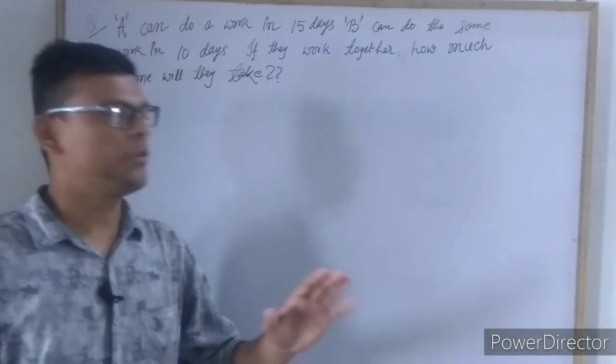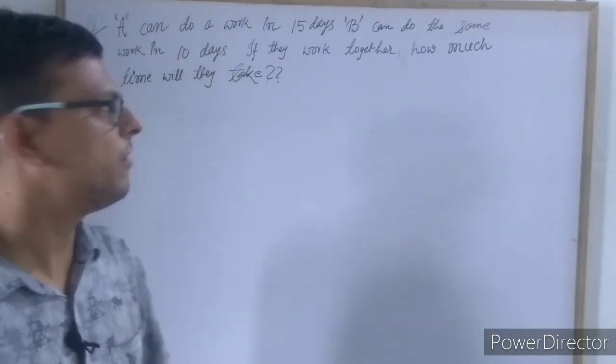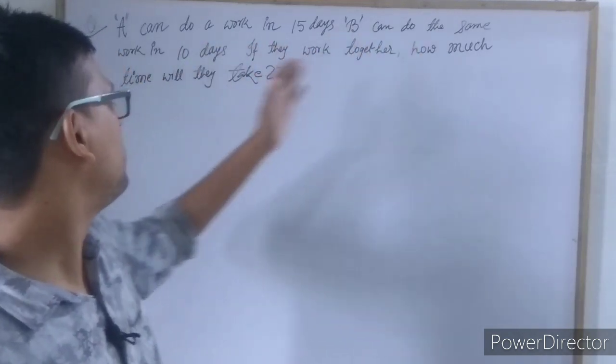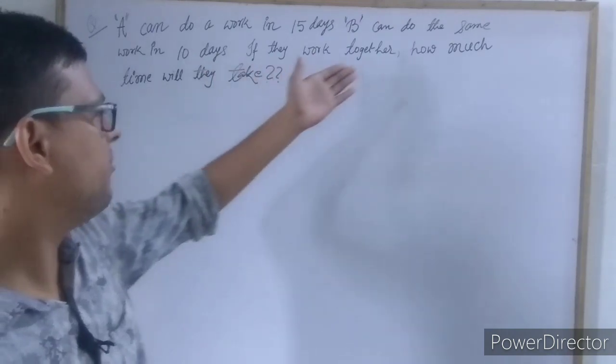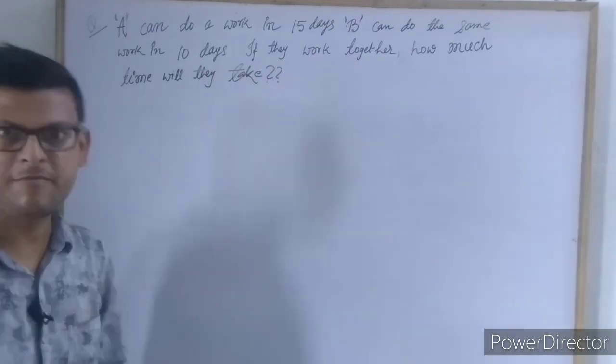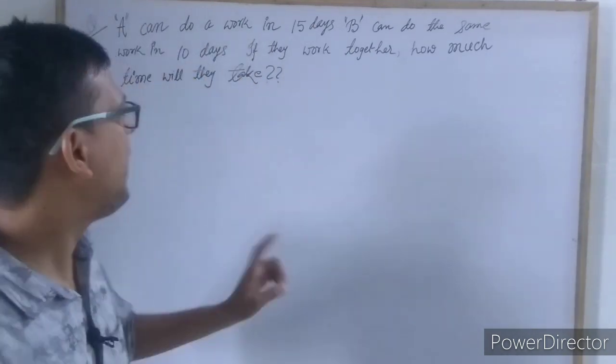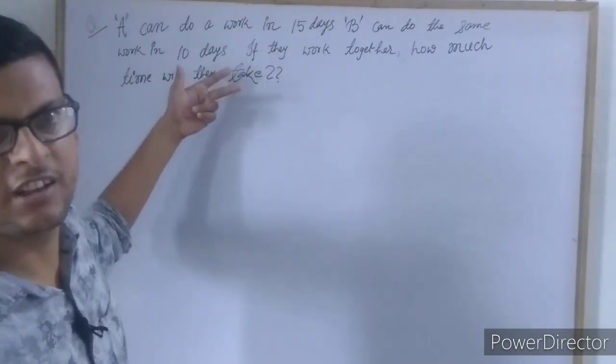The very basic question, the most basic question in time and work reads as: A can do a work in 15 days, B can do the same work in 10 days. If they work together, how much time will they take? Now, it is very obvious that our answer cannot be 25 days.